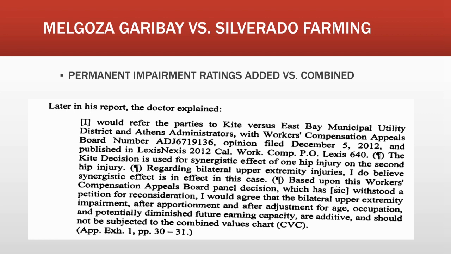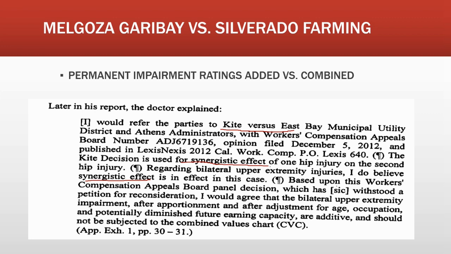And if we read from the case, he states, I would refer the parties to the Kite case, Kite versus East Bay Municipal Utility District, where the Kite decision is used for synergistic effect of one hip injury on the second hip injury. Well, he states, regarding bilateral upper extremity injuries, I do believe synergistic effect is in effect in this case. Now, he does not explain how synergistic effect is in effect in this case. He does not cite examples as to why he believes that there is a synergistic effect. He simply references the Kite case and makes an analogy to the Kite case without much in the way of explanation as to his reasoning to support a synergistic effect.